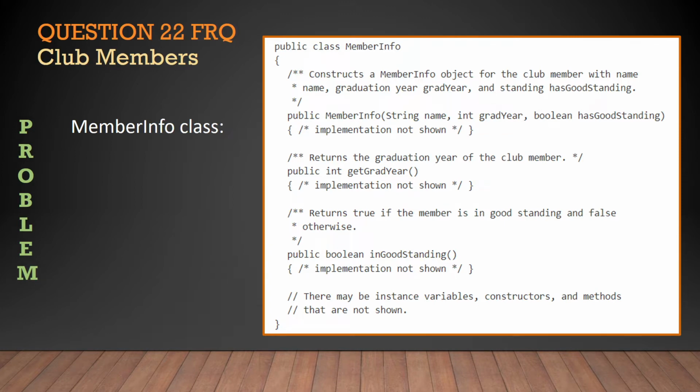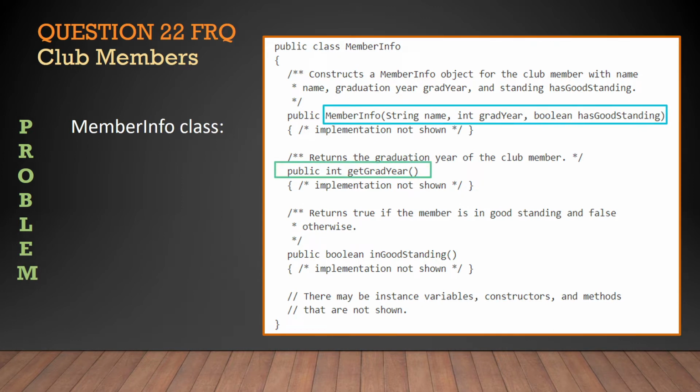So, what we need to really know about here is the MemberInfo constructor. How do you make one? That's what we'll need for the first part. The other two methods, getGradYear and inGoodStanding, are the helper methods which we'll use later in part B.